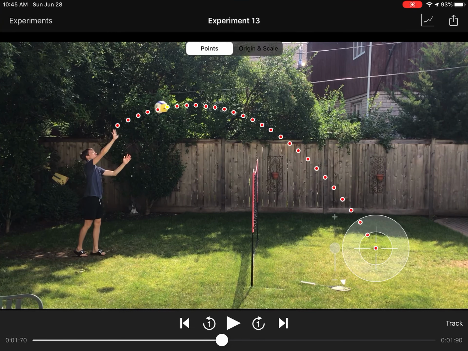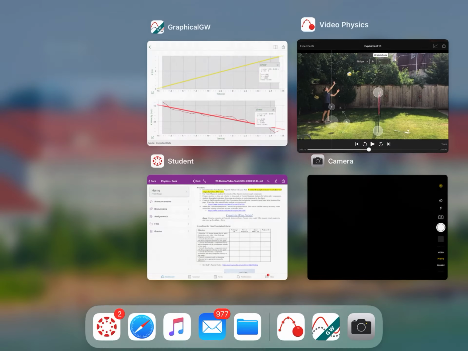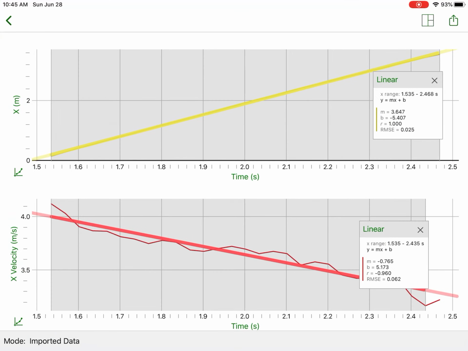So this is my data points. I decided to start when I served it instead of tossing it up so it would fit projectile motion and what we've been doing in class. And then this is my origin and scale. I decided to use the net because that's what I had when I recorded it. Okay, on to the scale.